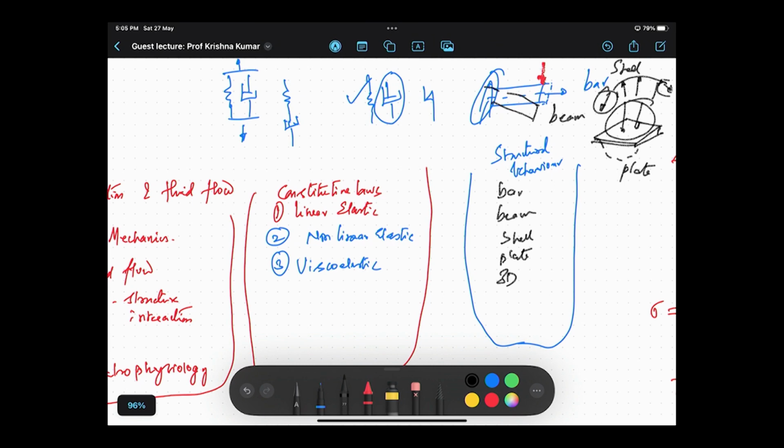So the last basket which I'm going to look at is what is called the load and boundary condition basket.